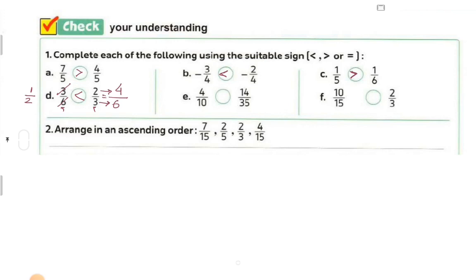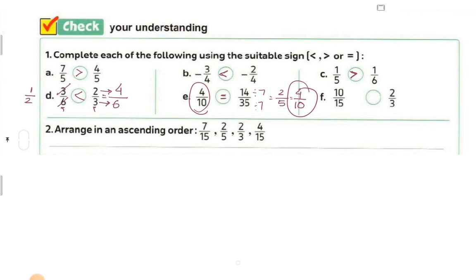By simplifying them. Note that 14 over 35, I can divide it by 7: 14 divided by 7 equals 2. 35 divided by 7 equals what? 5, because 5 times 7 equals 35. Now I can compare 2 over 5 and 4 over 10. Look with me. How to convert 5 to 10? By multiplying by 2. 5 times 2 equals 10. 2 times 2 equals 4. Wow, 4 over 10. It's equal.